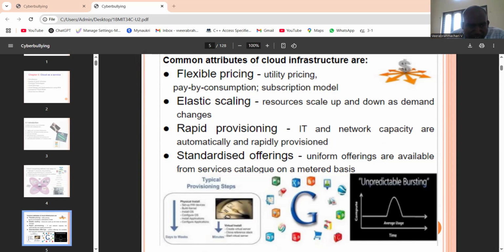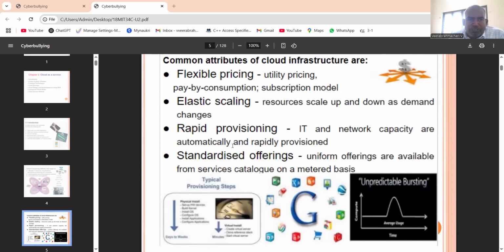Various types of provisioning steps may use various physical components. The next one is unpredictable bursting. Bursting means the CPU time may be computed, and the accuracy of the time is very low. These are the various common attributes used for the cloud infrastructure.